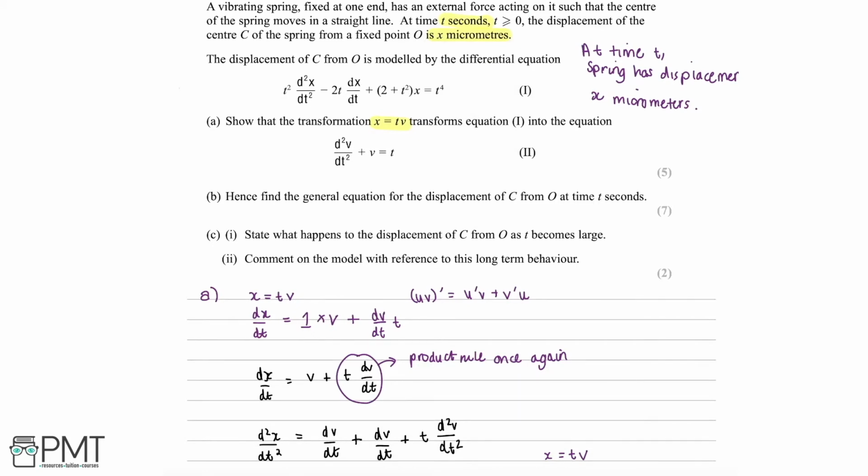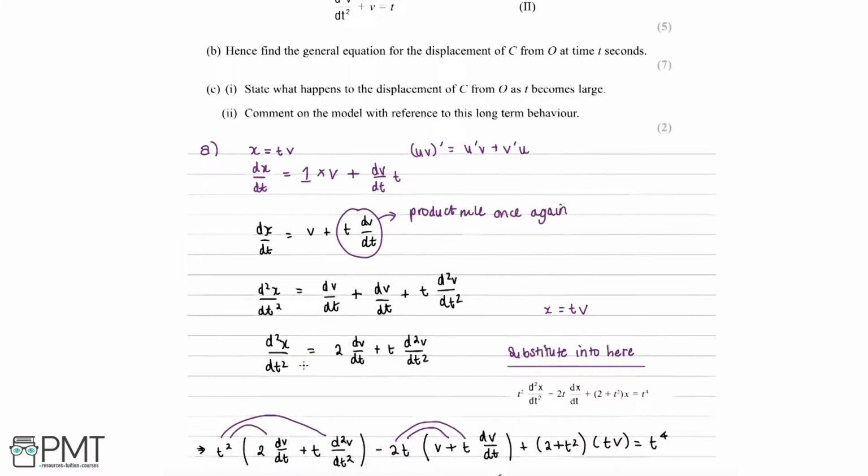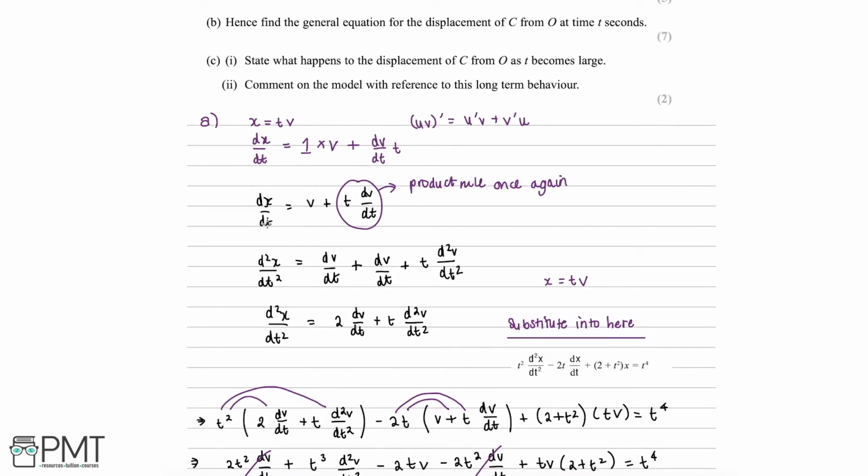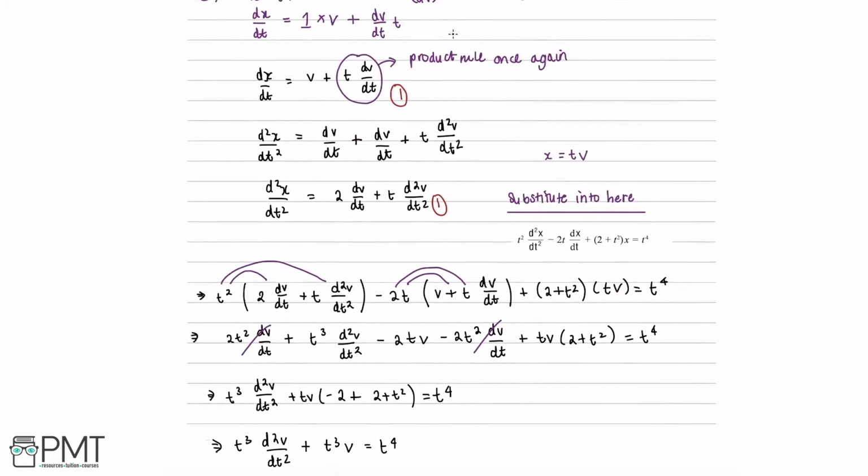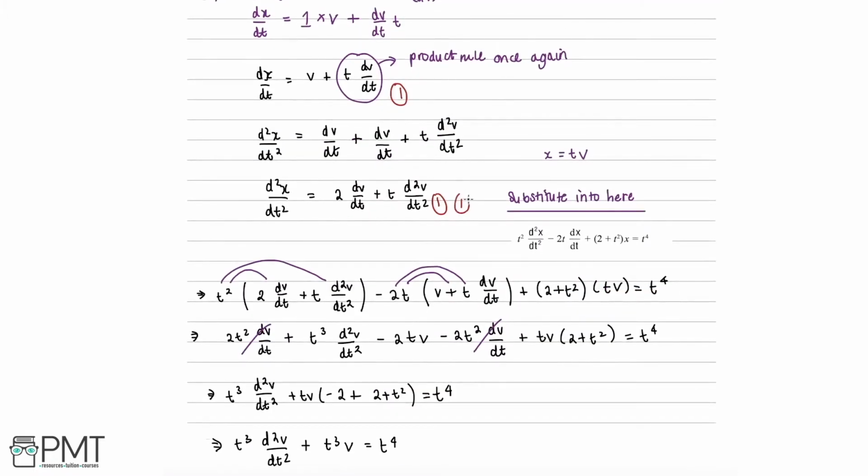You get 1 mark for using x is equal to tv to give you our first derivative over here, that dx by dt is equal to v plus t multiplied by dv by dt. So this is 1 mark. You get another mark for using this in order to find our second derivative over here. And we get an accuracy mark for doing these correctly.